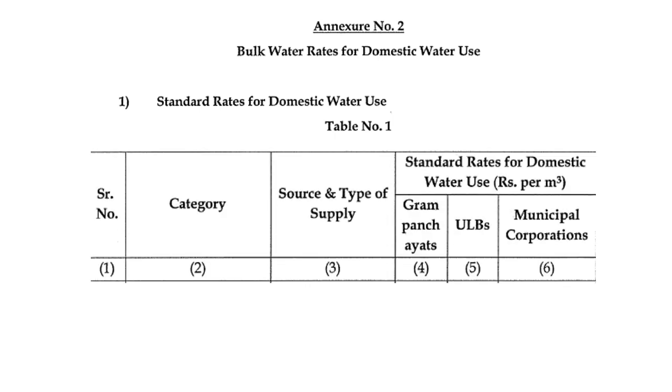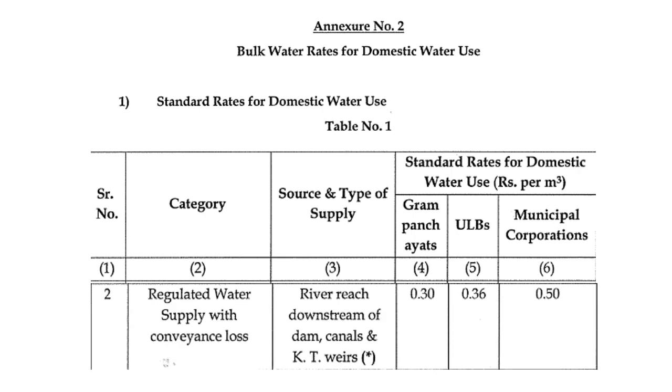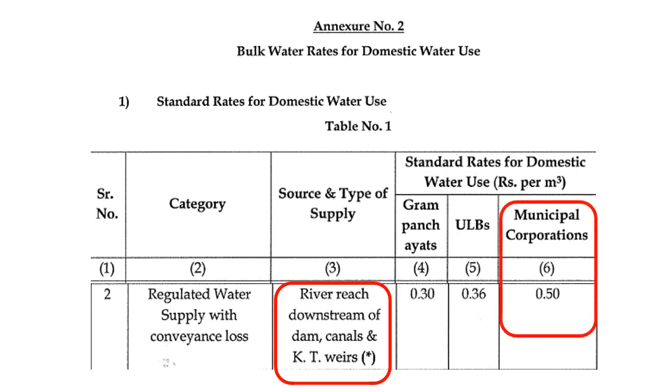If we take a look at table number 1, which is shown here, the regulated water supply with conveyance loss for municipal corporations taken from a river downstream of a dam or a canal is 50 paisa per cubic meter, or for every 1000 liters. In other words, when the same water is supplied to a private township, they will be charging 2 rupees and 50 paisa. Mind you, this does not reflect anywhere in the spreadsheet.